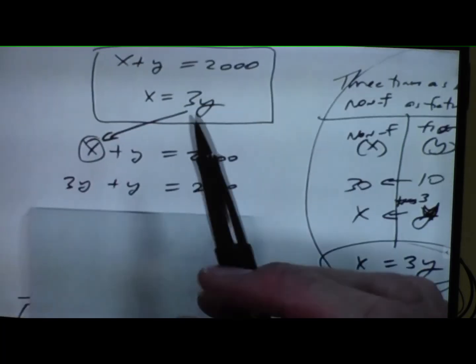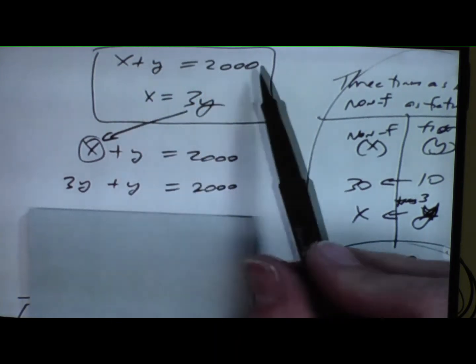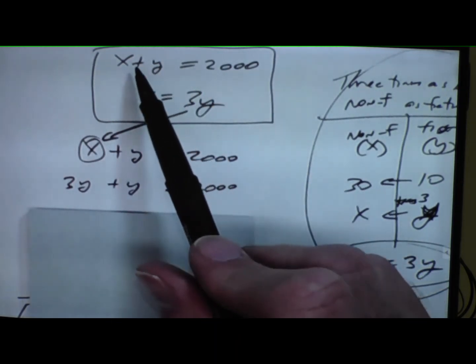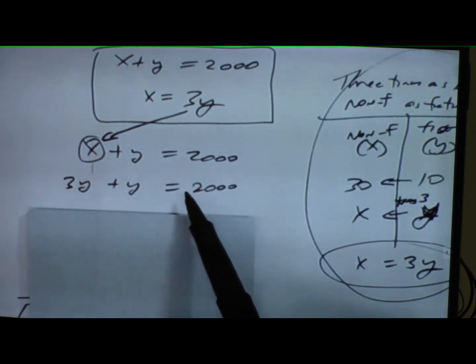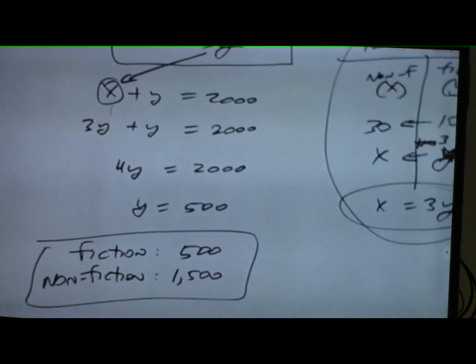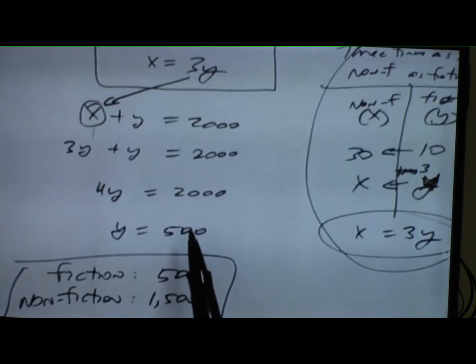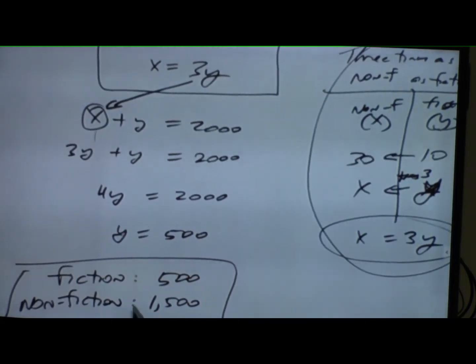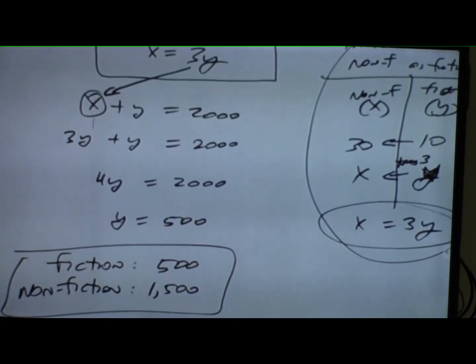If you weren't sure where to go with it, I rewrote this one and just simply put that 3y into the x. From there, it's combining the like terms. So you should have gotten to 500 for the y, and that's 3 times that many for the nonfiction. If you got that, good. You got a really good handle on doing this right now.